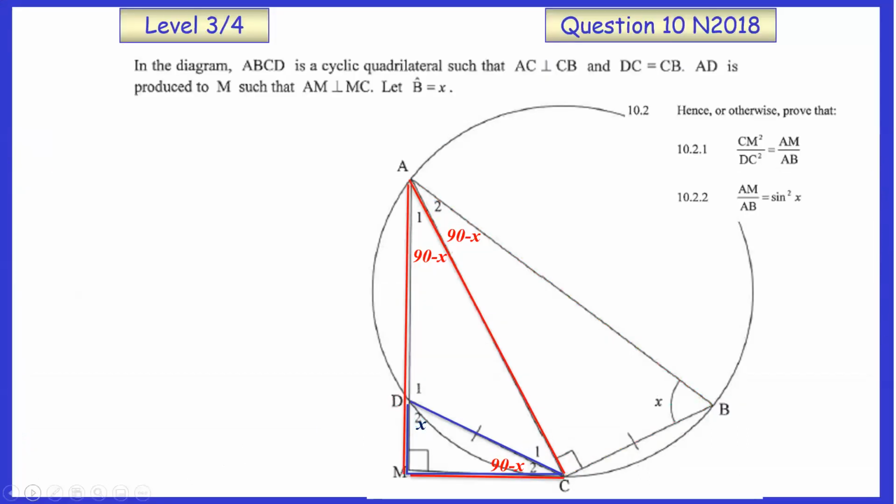Now, let's go to 10.2. It says, hence or otherwise prove that CM squared over DC squared is equal to AM over AB. Oh, that's now a good question, am I right?